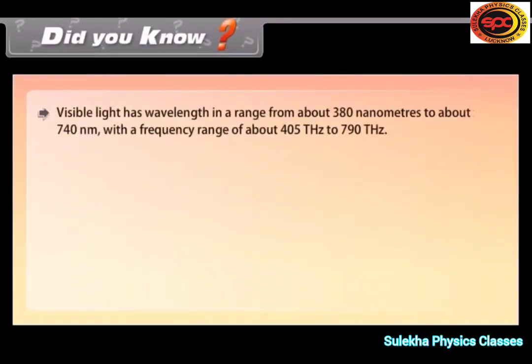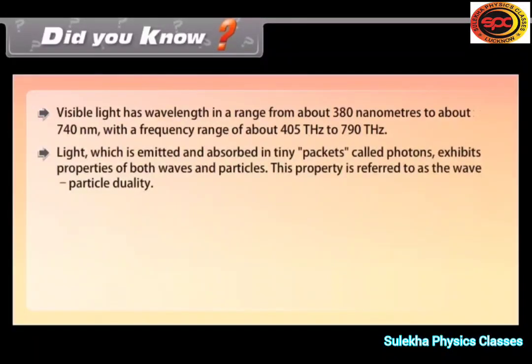Did you know, visible light has wavelength in a range from about 380 nanometers to about 740 nanometers with a frequency range of about 405 terahertz to 790 terahertz. Light which is emitted and absorbed in tiny packets called photons exhibits properties of both waves and particles. This property is referred to as the wave-particle duality.